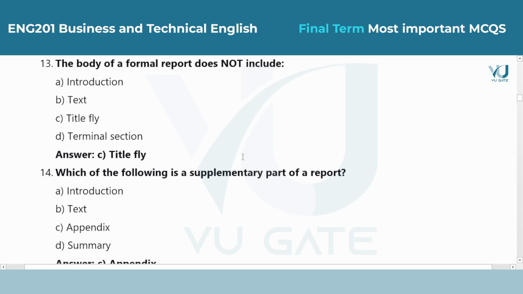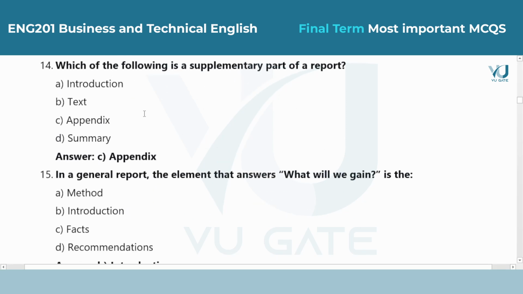13. Question. The body of a formal report does not include, answer, C. Title fly. Concept. The title fly is a preliminary part of the front matter, not part of the actual text or body where data is discussed. 14. Question. Which of the following is a supplementary part of a report? Answer. C. Appendix. Concept. An appendix contains supporting materials like raw data or complex charts that would clutter the main report body.